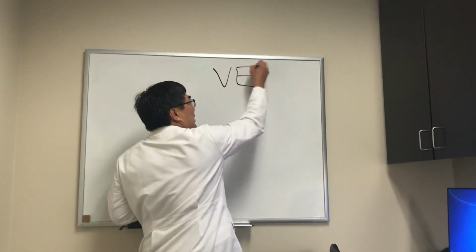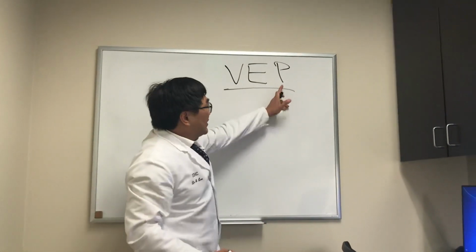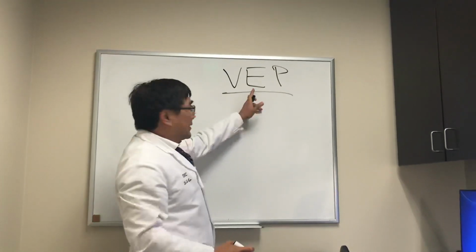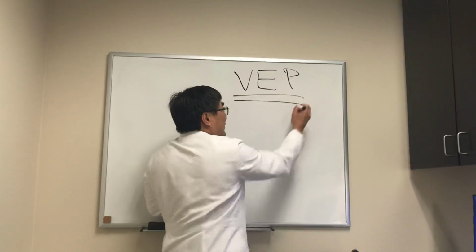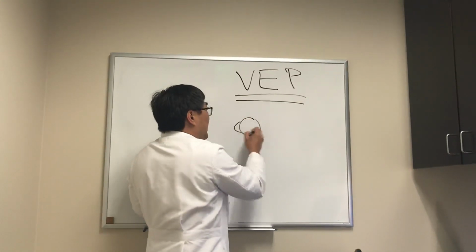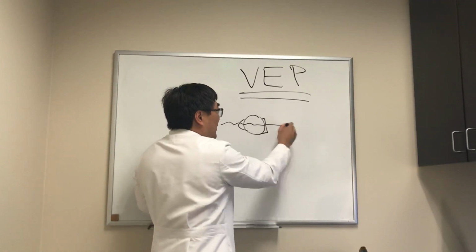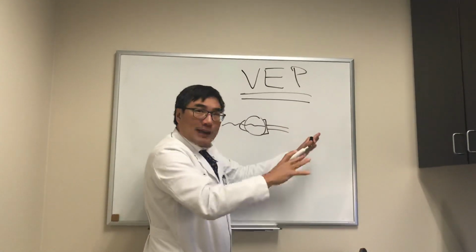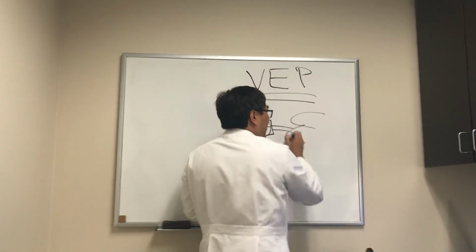Talking about visual evoked potential, and it's exactly what it says it is. It's the electrical potential that is evoked by a visual stimulus. So a visual evoked potential measures the potential from the signal coming into the eye to the retina, optic nerve, chiasm, the tract, radiations, and all the way back to the occipital cortex.